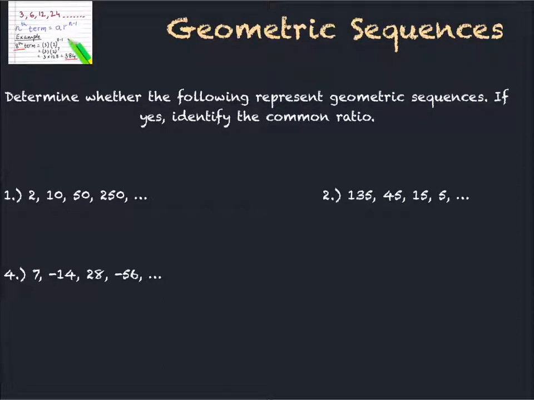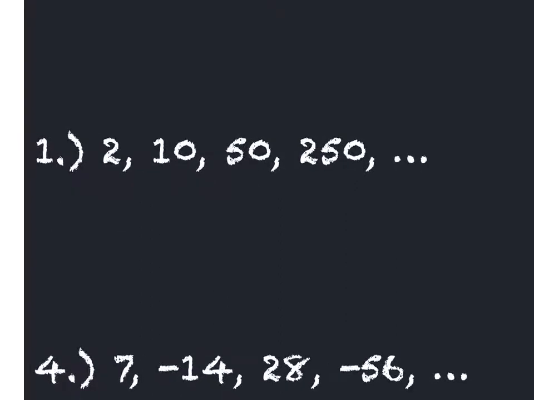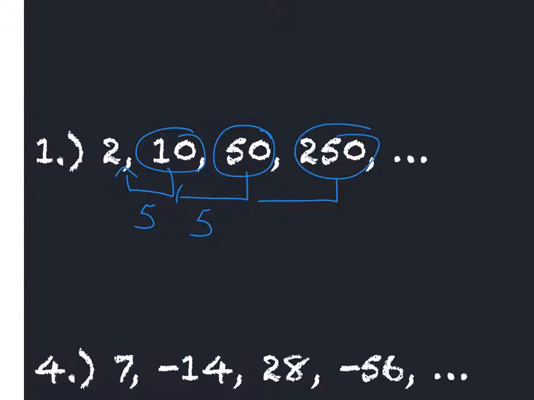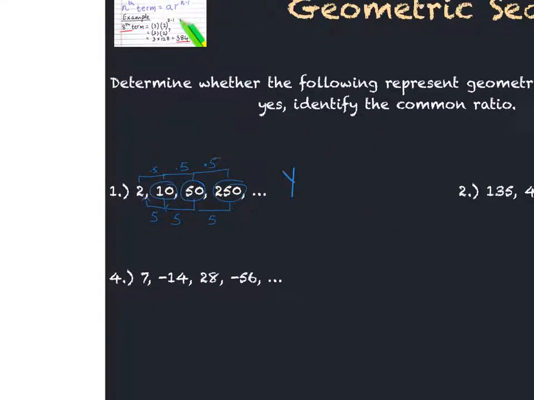So for these examples, we are going to identify whether the sequence in fact represents a geometric sequence, and if so, we're going to identify the common ratio. If we look at this, 10 divided by 2 is 5, meaning 2 times 5 would get us to 10. 50 divided by 10 is also 5. 250 divided by 50 is also 5. That means that we are in fact multiplying by 5 every time to get to our next term of this sequence. So this is in fact a geometric sequence, and the common ratio is going to be 5.